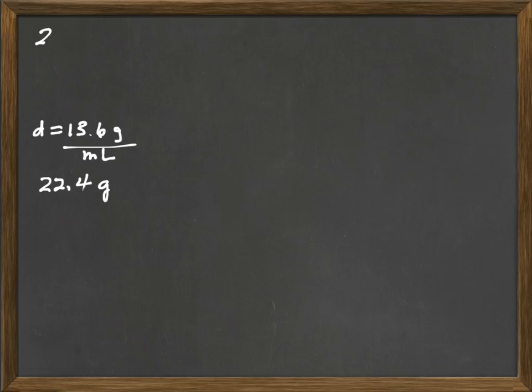So 22.4 grams is where we're starting. We want to end up with volume. Okay, so does it tell us what volume unit we have to use? No, it doesn't. If we look at that density, grams per milliliter, what volume unit is in there? Milliliters. So it would be easiest if we used the milliliters. So that's what we'll do. We'll go from grams to milliliters. The density is our conversion factor.